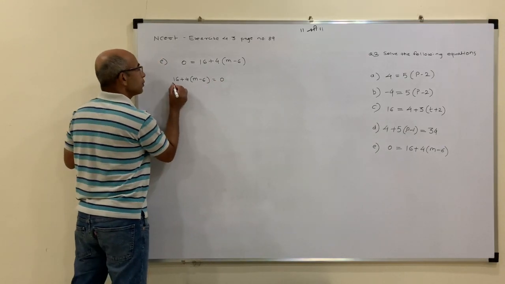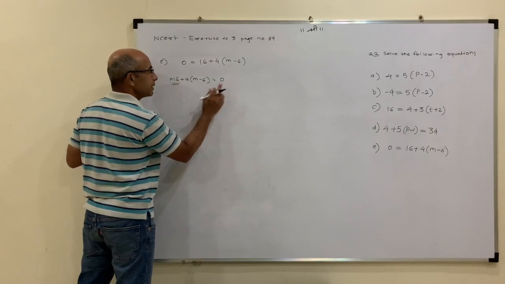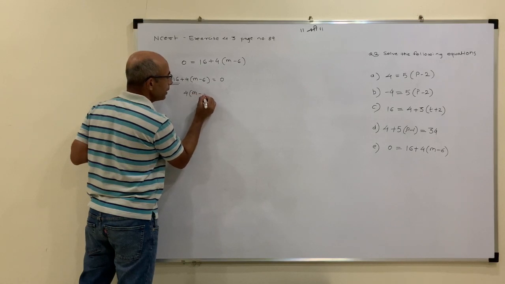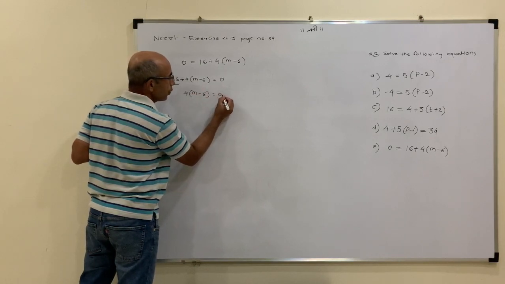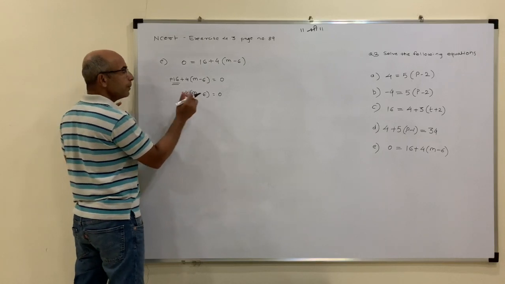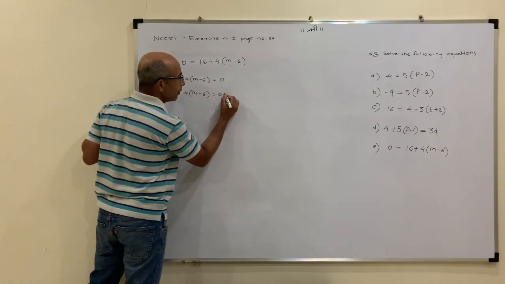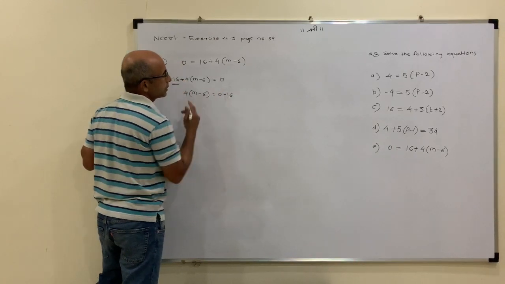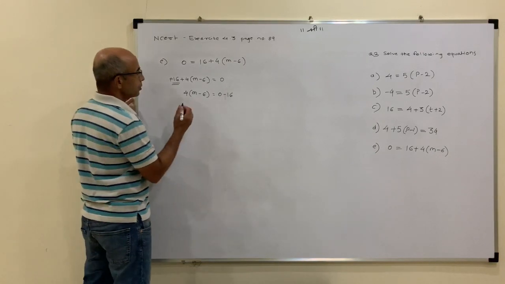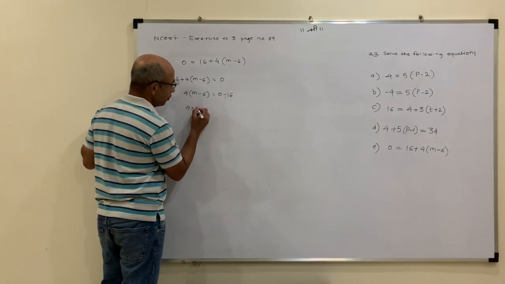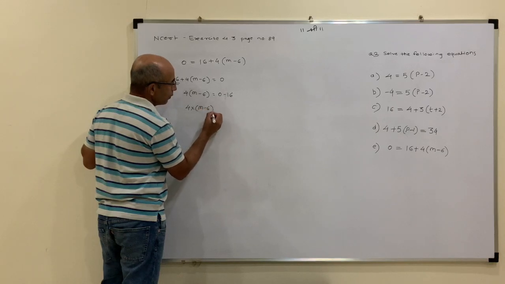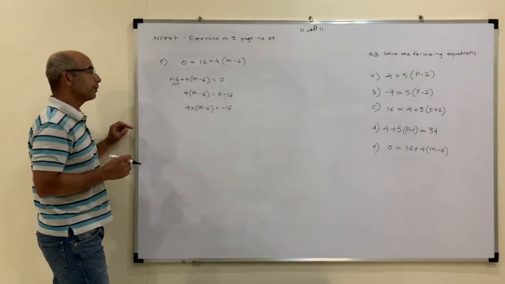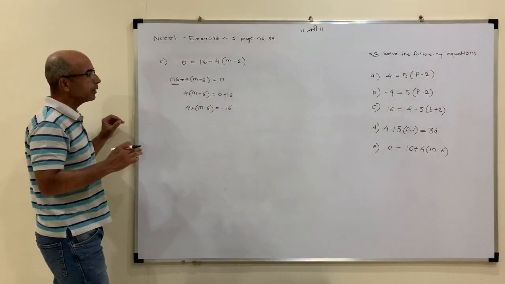Now first I will transpose this plus 16 from left hand side to right hand side. So my next step will be 4 into m minus 6 equals to 0. Since I am transposing a positive plus sign, which is additive, from the left hand side, it will be subtracted, or negative, on the right hand side. So it's a minus 16. So my next step will be 4 into m minus 6 equals to 0 minus 16, which is minus 16. If you subtract 0 from any number, the same number remains.